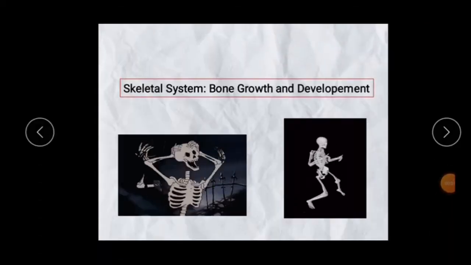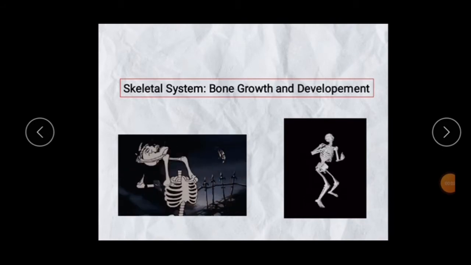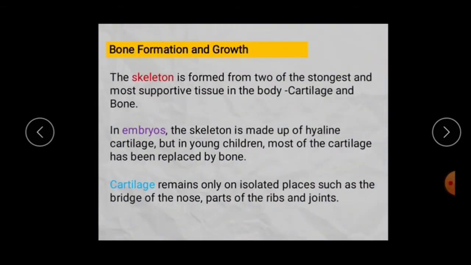Bone growth and development of the skeletal system. The skeleton is formed of two of the strongest and most supportive tissues in the body, which are cartilage and bone. Yung cartilage, it's a flexible connective tissue. And yung bone naman, diba? Siya yung parang hard part. And yun yung lagi natin tatandaan.